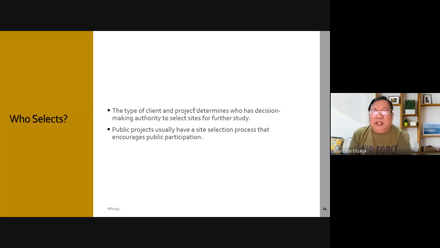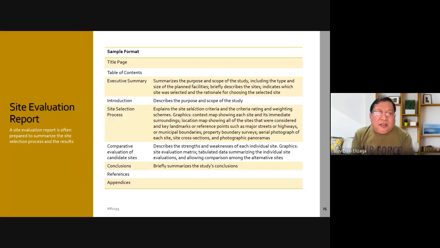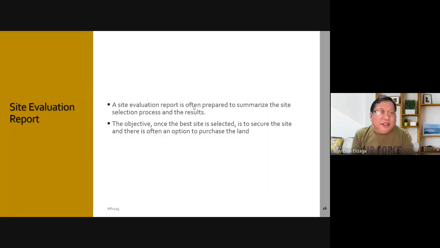Otherwise, you go back to the drawing board and try to answer all of those questions which were not answered satisfactorily. And so you come up with a report, and this is just a sample of a report format, with the title page, table of contents, executive summary, and the rest. A site evaluation report is often prepared to summarize the site selection process and the result.